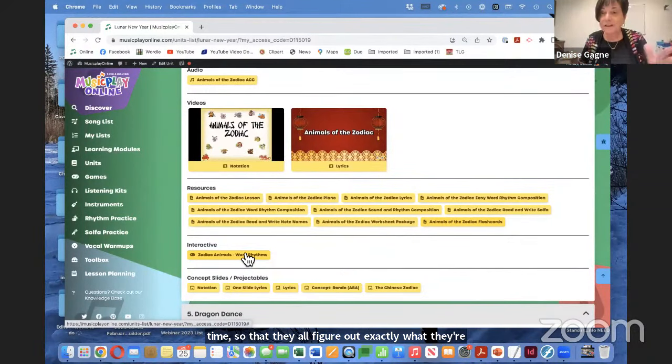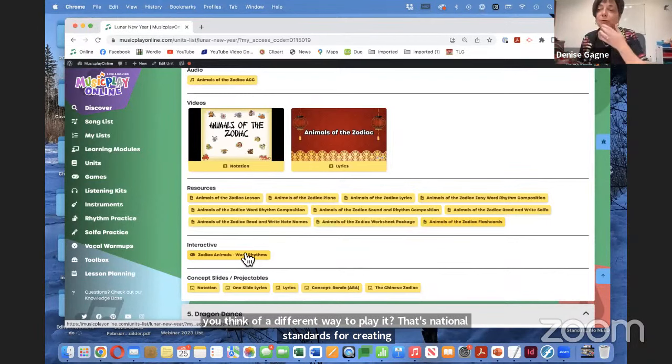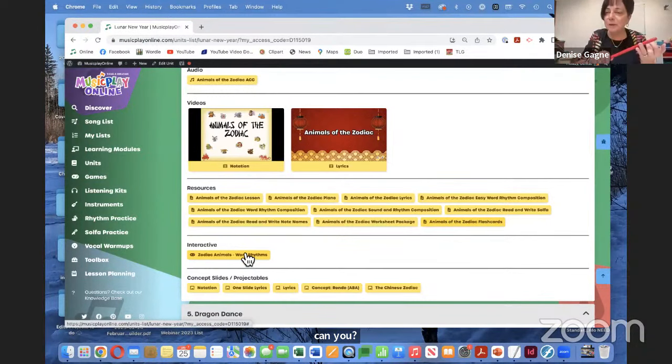Do you like what you wrote? Would you like to try a different way? Can you think of a different way to play it? That's national standards for creating. Can you refine it? Can you improve it? You use personal feedback, you use peer feedback, you use teacher feedback. I really didn't like the scrapers on the dragon, so I would suggest you use shaker instead. You can give feedback. There's nothing wrong with that. But again, we want the kids thinking out of the box, thinking of as many ways as they can to create with the instruments and the resources that we have in the music room.